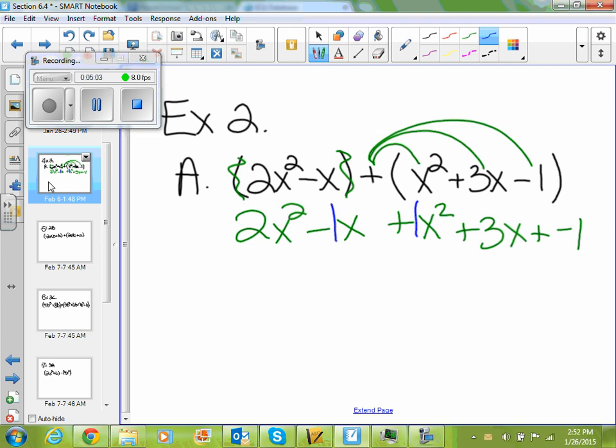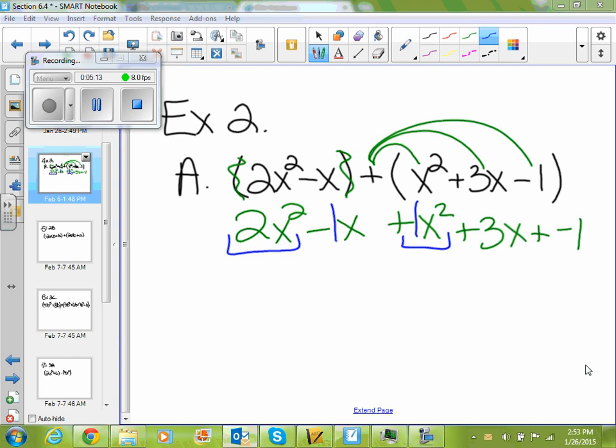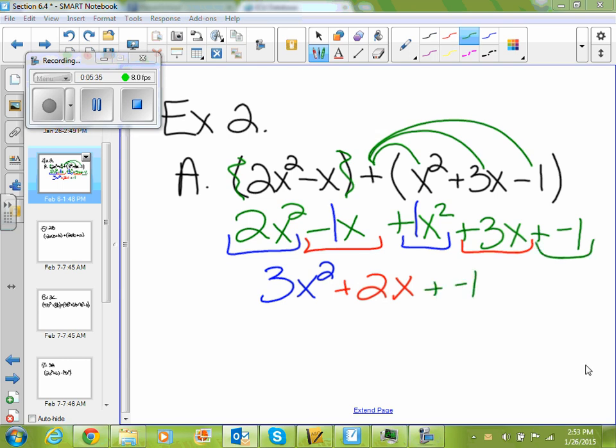This is like a 1x and a 1x squared. So we're combining the things that look the same. What looks the same? The 2x squared and 1x squared. And 2 plus 1 is 3x squared. Then I have this negative 1x. What can I combine it with? 3x. So negative 1x plus 3x is 2x. And then what's left? The plus negative 1. Perfect. So we're done.